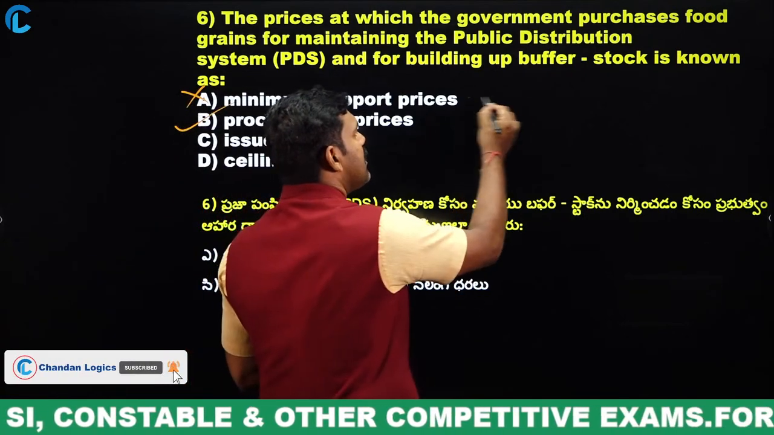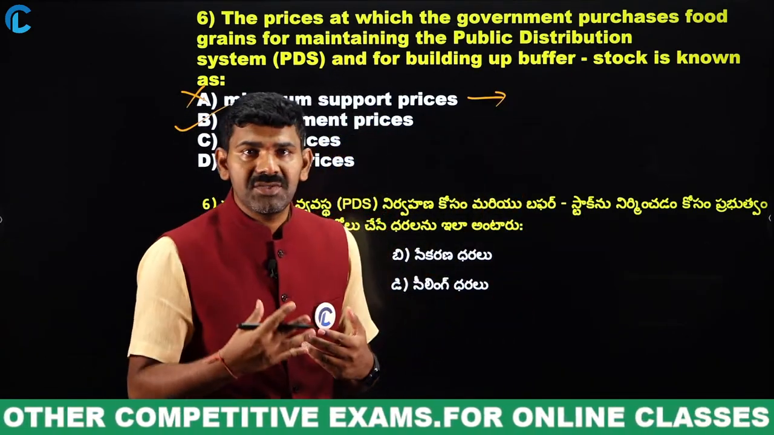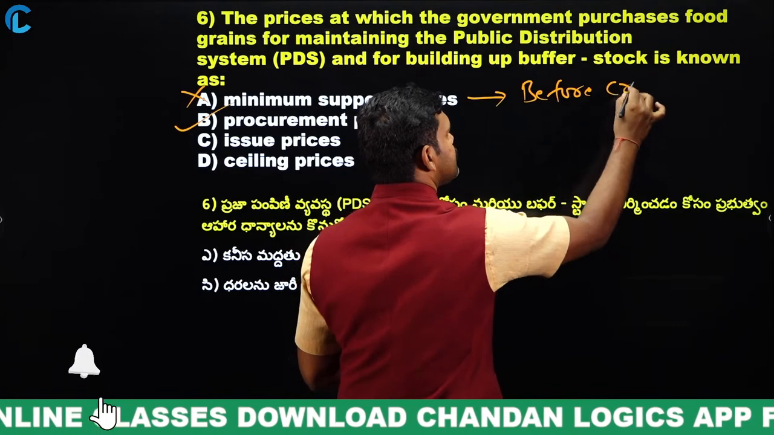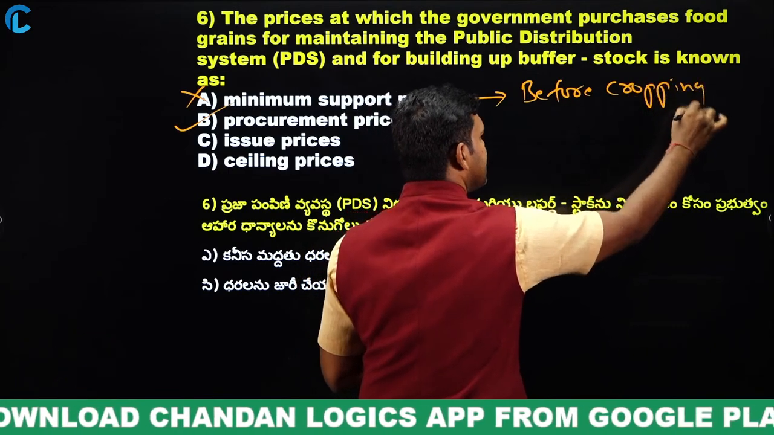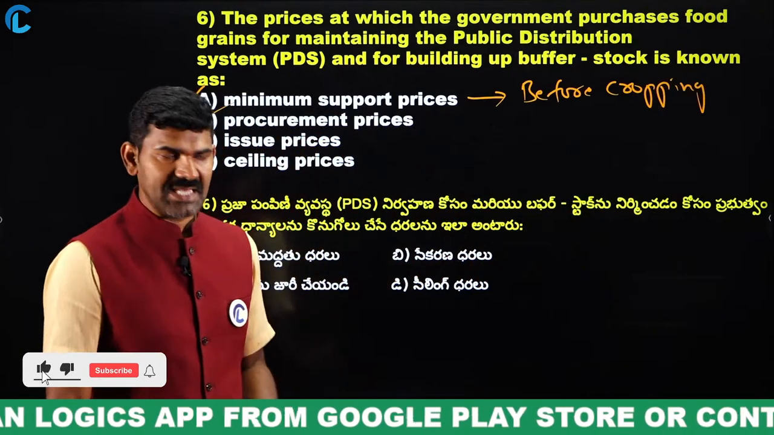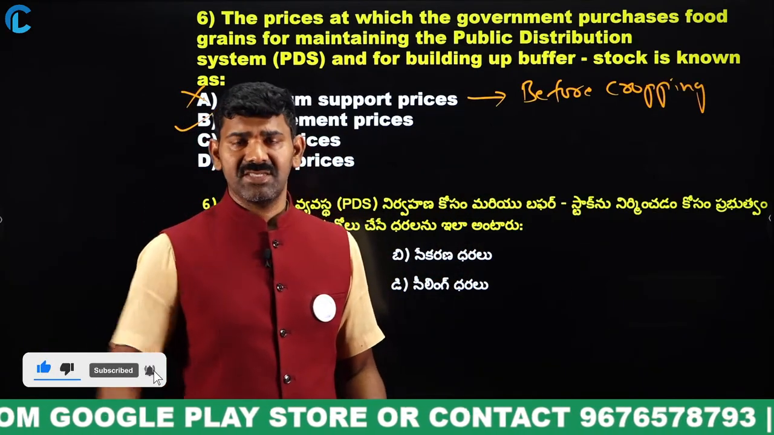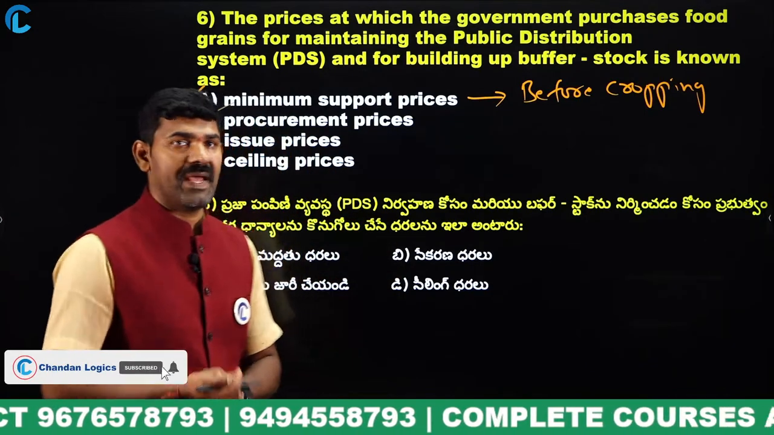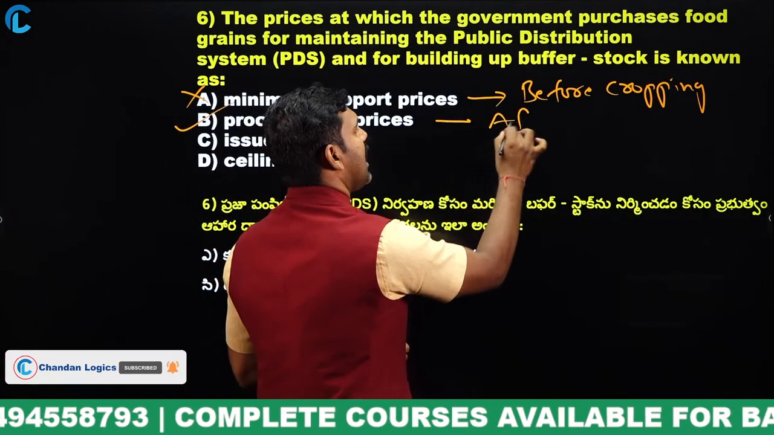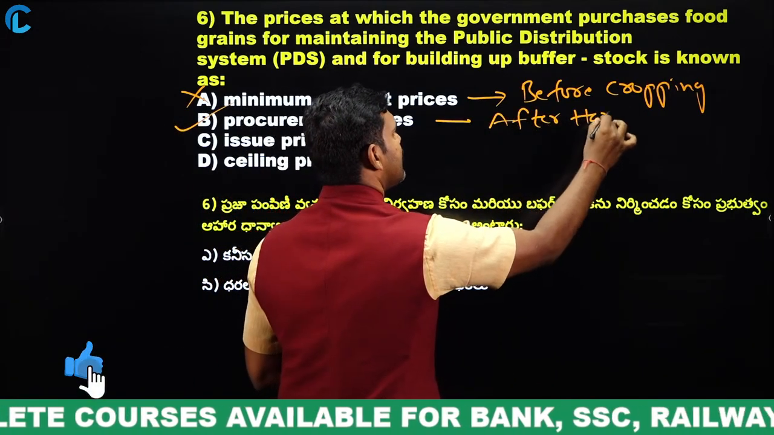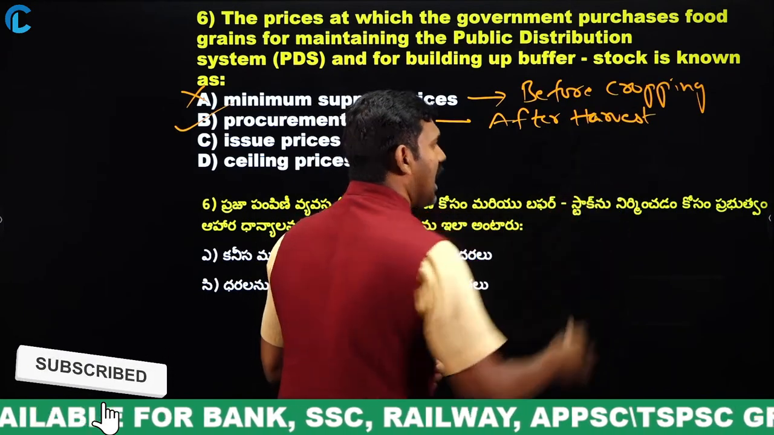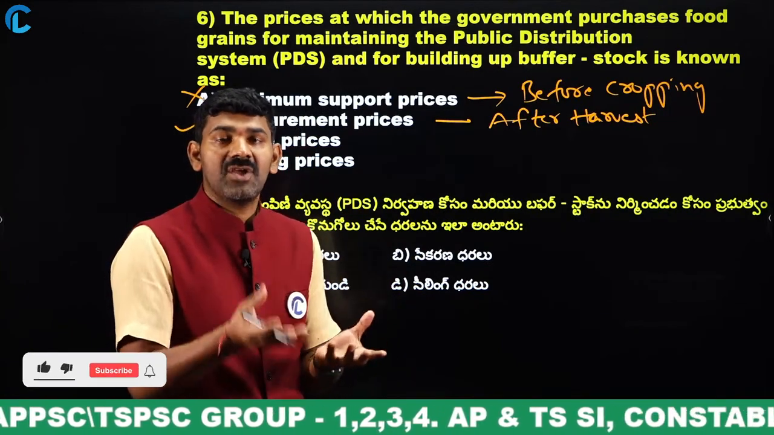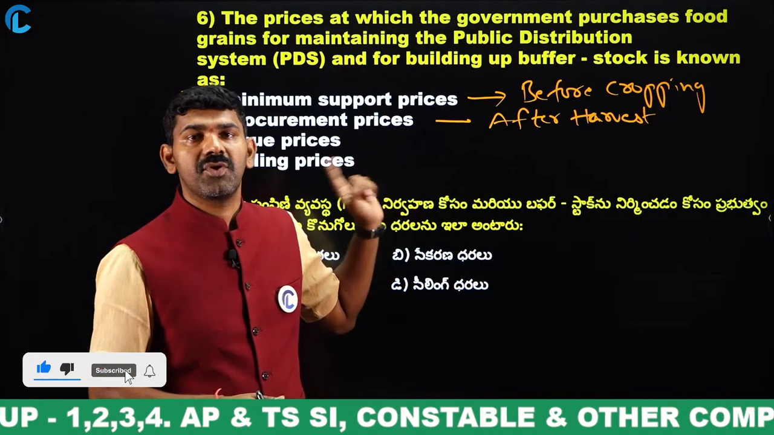Remember that minimum support price is generally announced before the cropping. Before you are sowing the seeds, the minimum support price will be announced. For example, now people are going to sow the seeds, and the government has already given MSP for each and every crop. Now, procurement price is announced after harvest. After you cut the crop, based on the requirement, the government will announce what is called the procurement price.